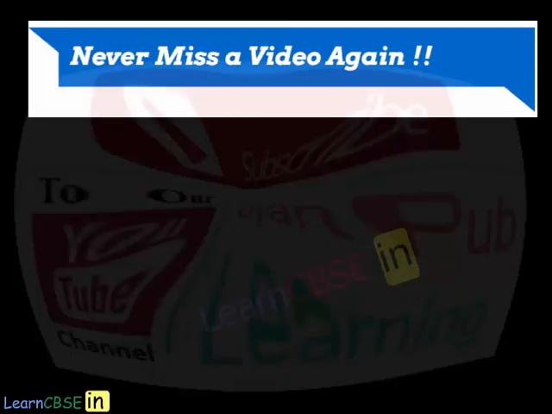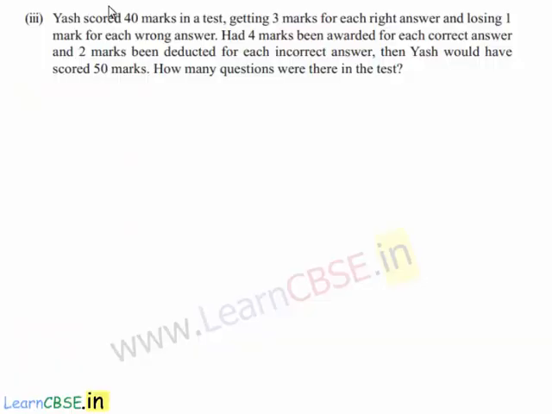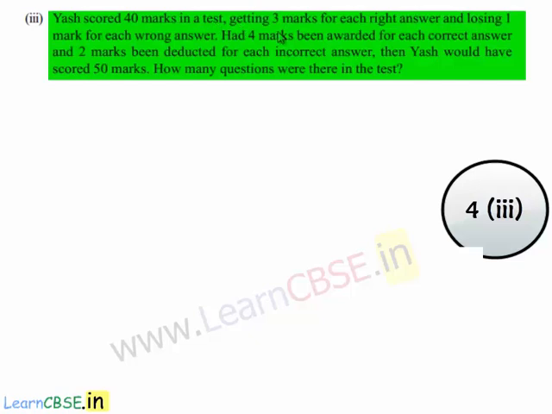Coming to the third bit, Yash scored 40 marks in a test, getting 3 marks for each right answer and losing 1 mark for each wrong answer. Had 4 marks been awarded for each correct answer and 2 marks been deducted for each incorrect answer, then Yash would have scored 50 marks. How many questions were there in the test?